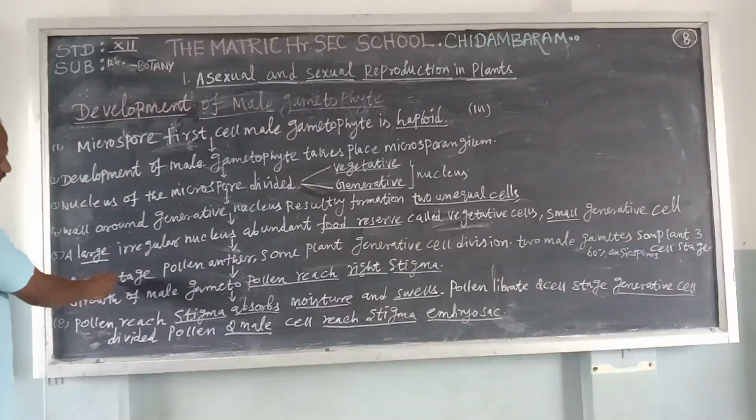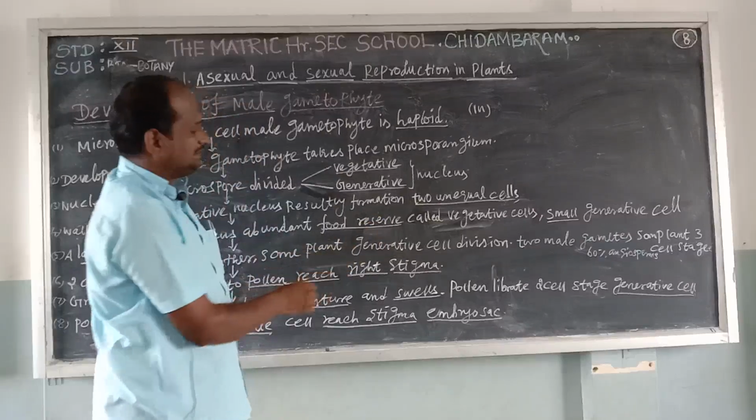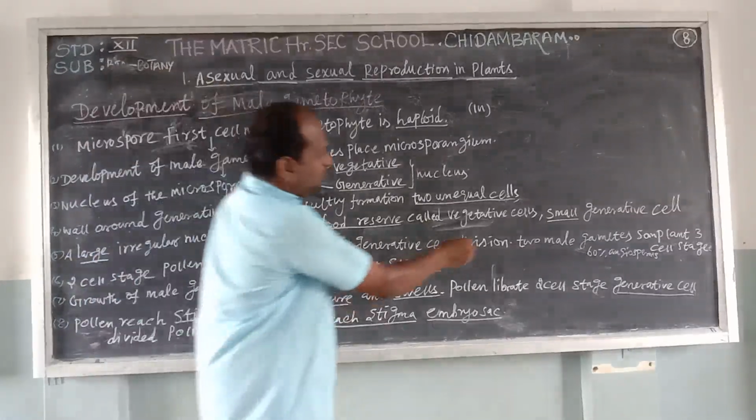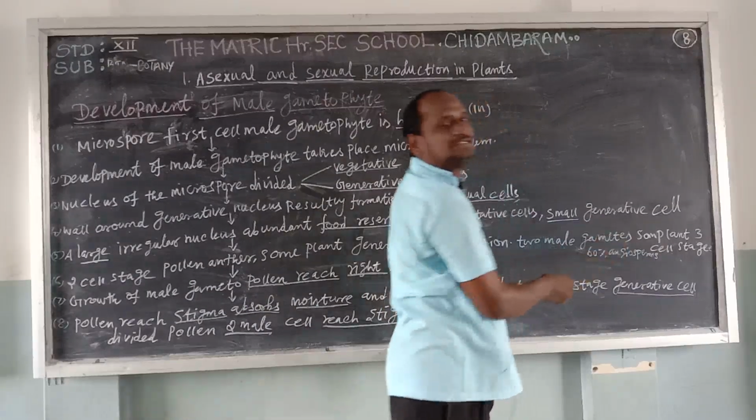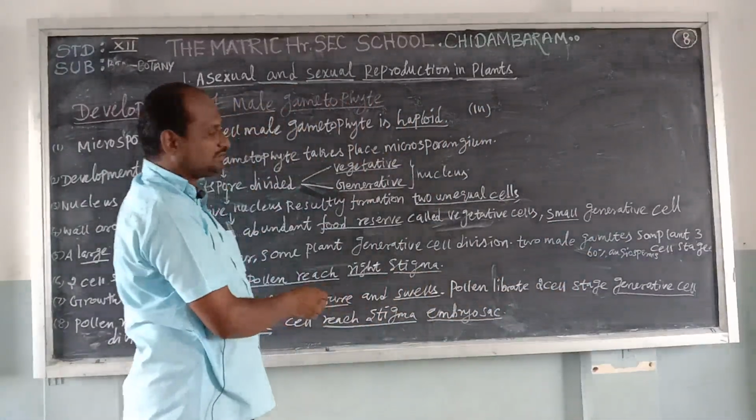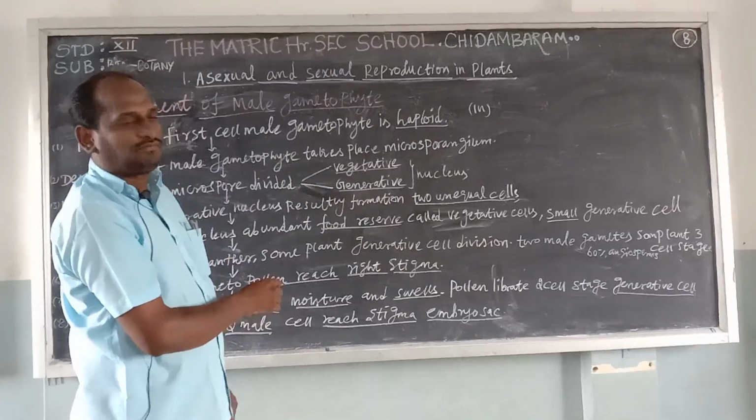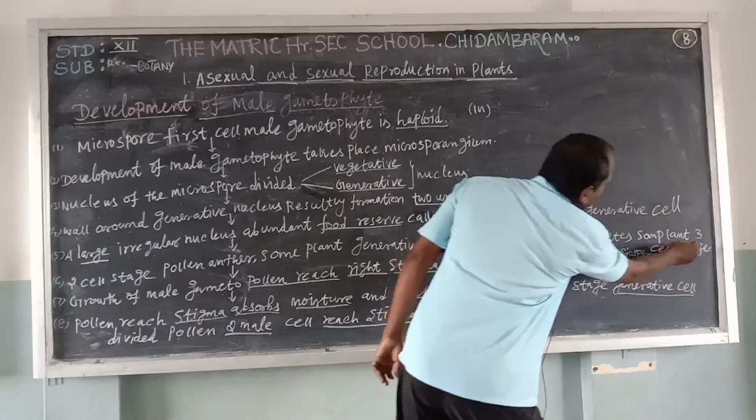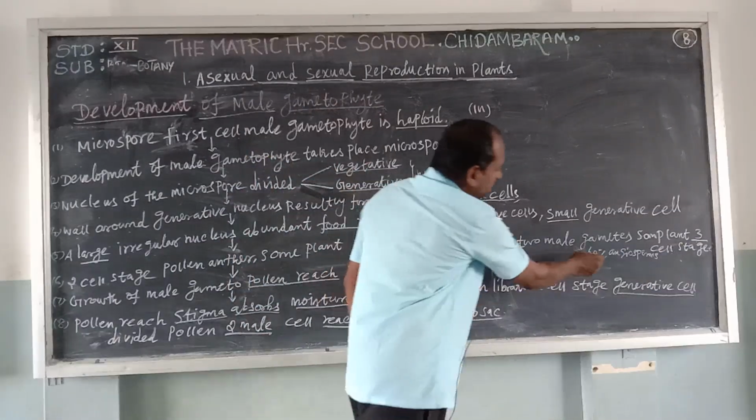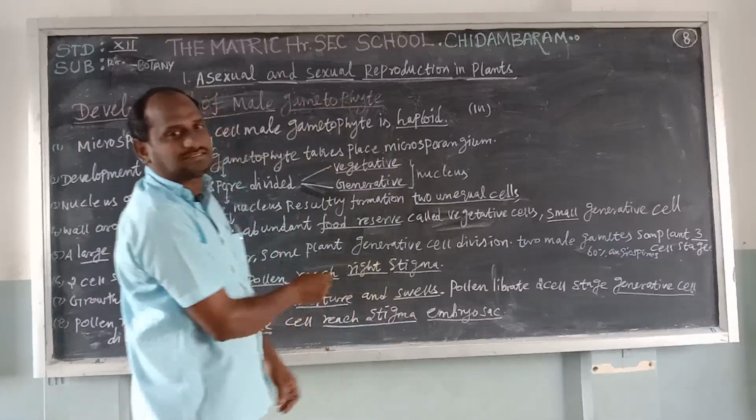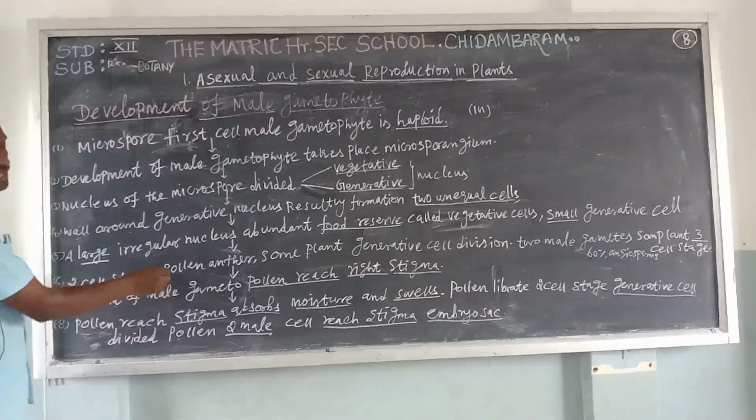Next, the two-cell stage in the pollen. In some plants the generative cell divides, giving a three-cell stage. Some plants shed pollen at the two-cell stage and some at the three-cell stage. About 60% of angiosperms shed pollen at the three-cell stage. Next, after development comes the growth of the male gamete.